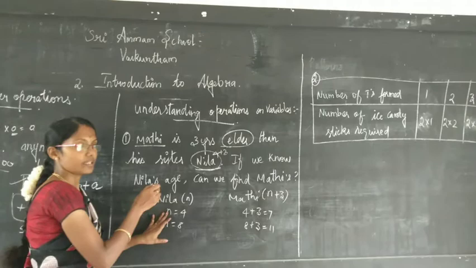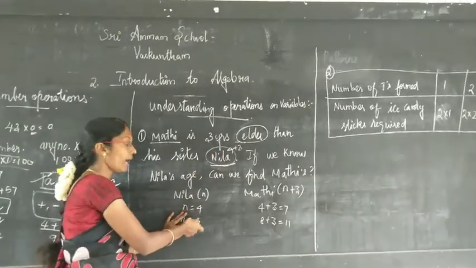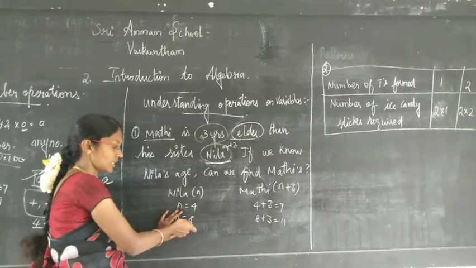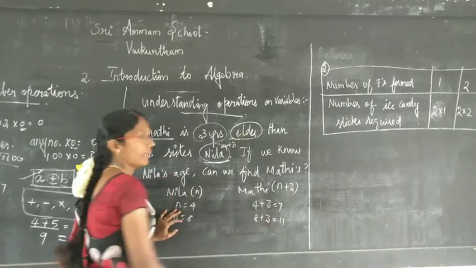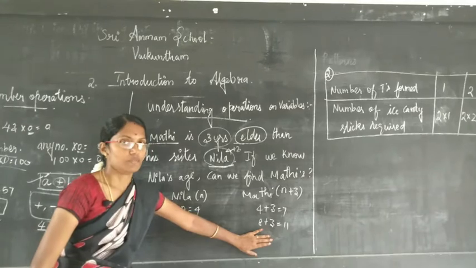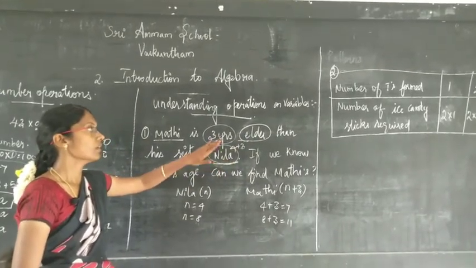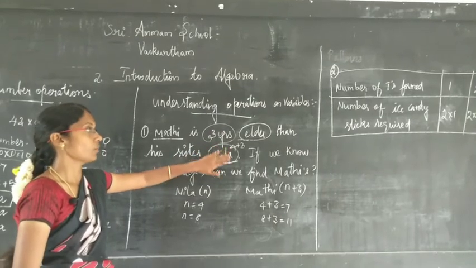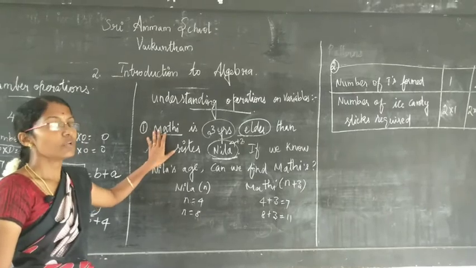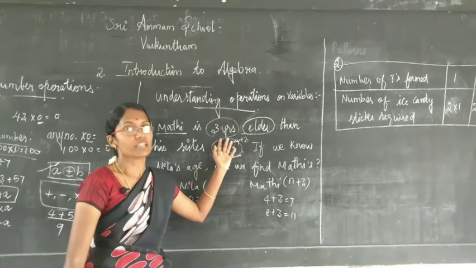For example, if Nila's age is 8, since Madhi is 3 years elder, you have to add 3. So 8 plus 3, you will get 11. So Nila's age is 8, Madhi's age is 11. Elder means you have to add 3 to Nila's age so that you can get Madhi's age. Like this we are going to use simple patterns in real life situations.